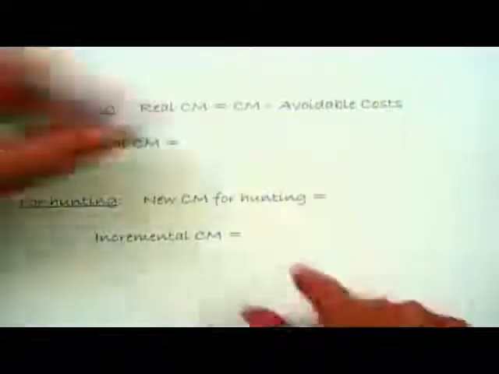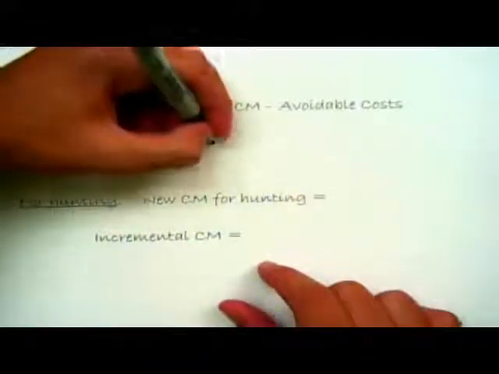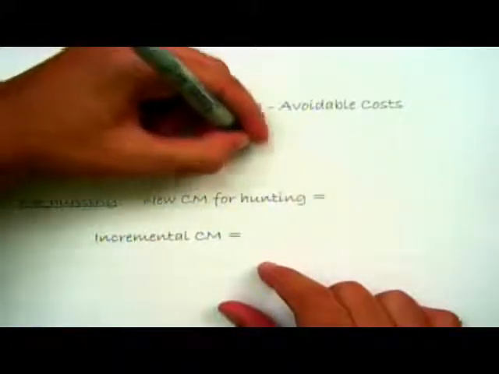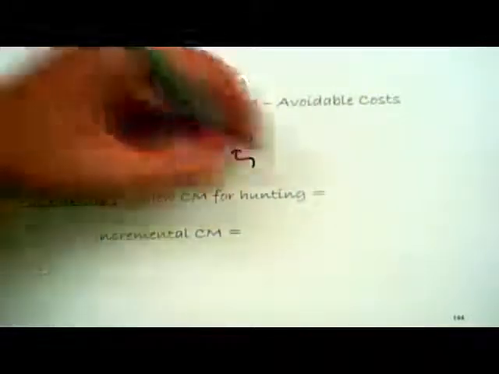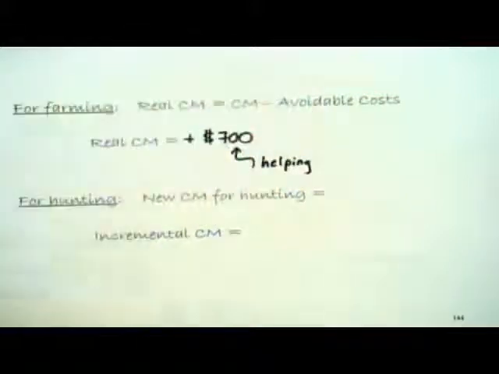And if you'll notice, we will get a real contribution margin of positive $700 for farming. So let's be abundantly clear on this. If there was no other information in the question, would you ditch farming? Yes or no? The answer is no, you wouldn't. Since that number is positive, what that means is it's helping. That's the concept. One more time, since that's positive, we know it's helping.